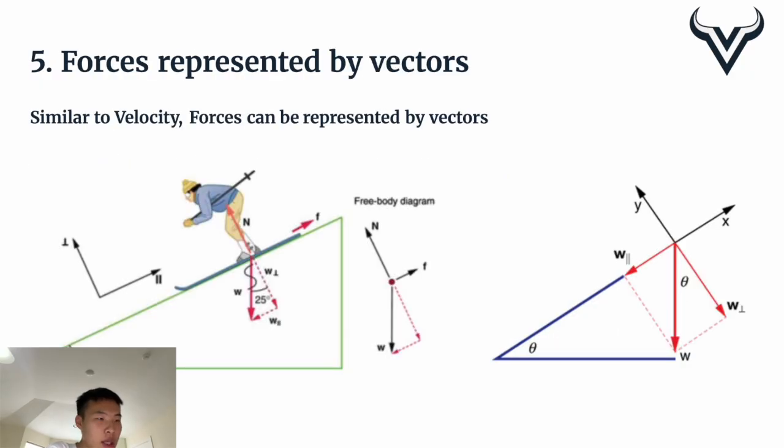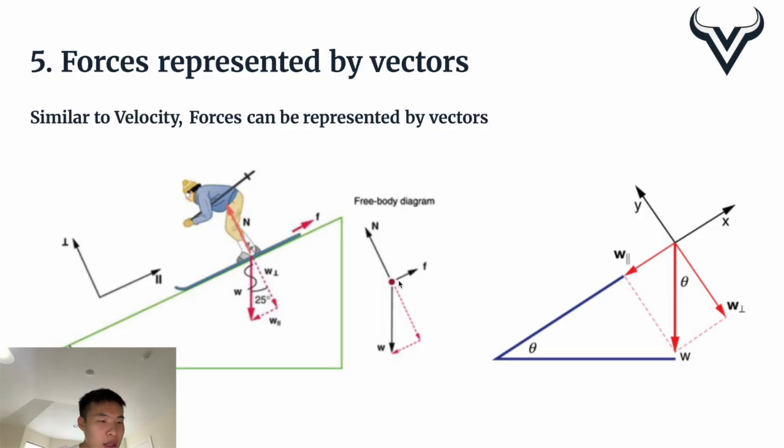Now let's talk about the forces represented by vectors. Similar to velocity, forces can be represented by vectors, and it is very important. Let's consider the very basic example of a slanted surface. There is a skier on the surface, and it could be a box, could be a ball, it could be anything on a surface. We know that the weight or the force of gravity always goes downwards like this. Normal force is perpendicular to the surface, and the force of friction is going backwards.